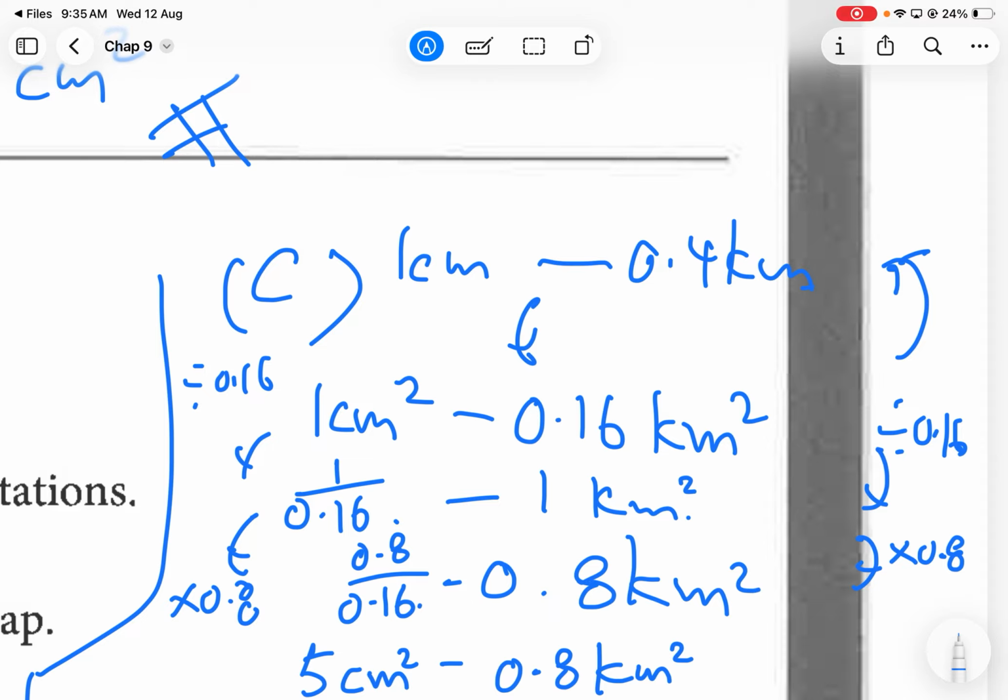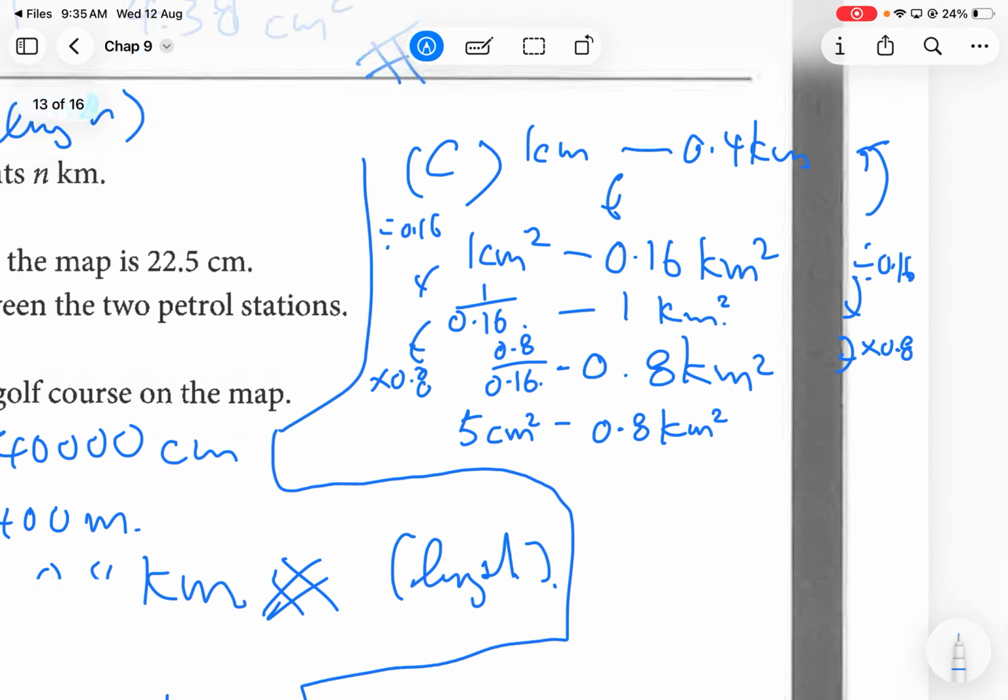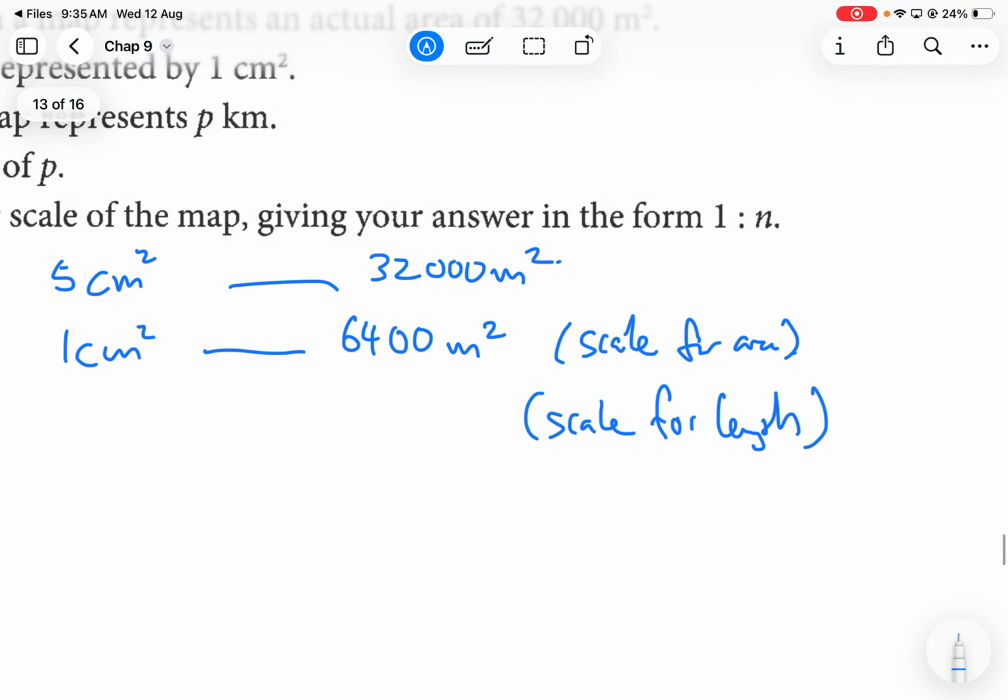What is the inverse or the opposite of squaring? Square root. I square, I want to reverse, I square root. So from scale of area, I want to come to scale for length. I square root both sides. Because just now when I went from length to area, I squared. So now I do the opposite. I do the inverse. I square root both sides.